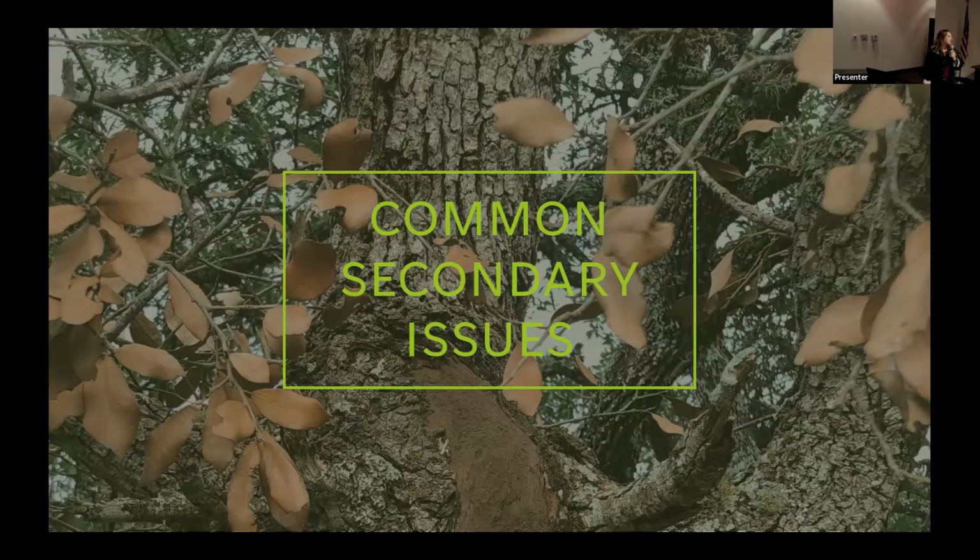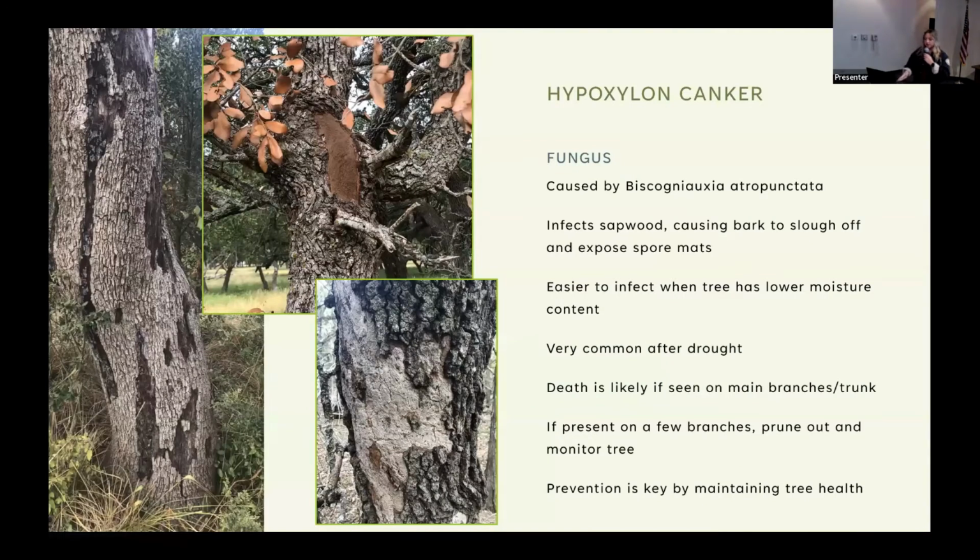All right, so common secondary, anything else? All right, common secondary issues. Again, once the tree is weakened or stressed, then these other issues can come in. The most common is hypoxylon canker. Who's heard of hypoxylon canker? Okay, good. This is a fungus, and it actually changed its name, but I feel like everyone is just going to keep calling it hypoxylon. It's caused by a fungus, Biscogniaxia atropunctata. So if you see that, it's the same thing.